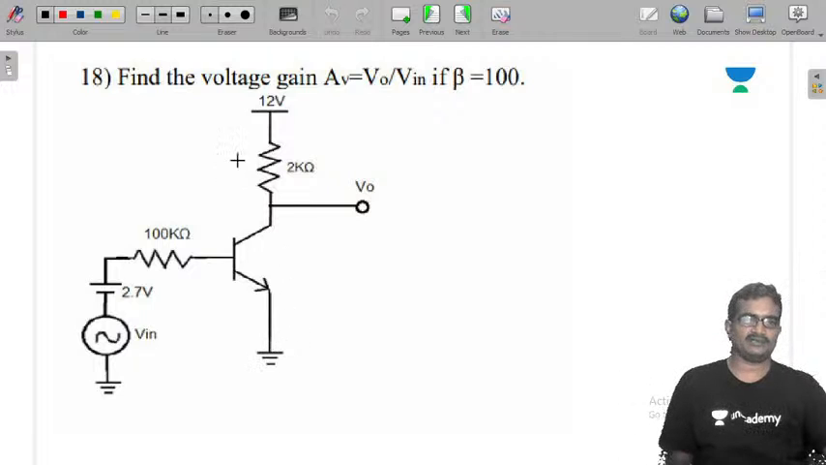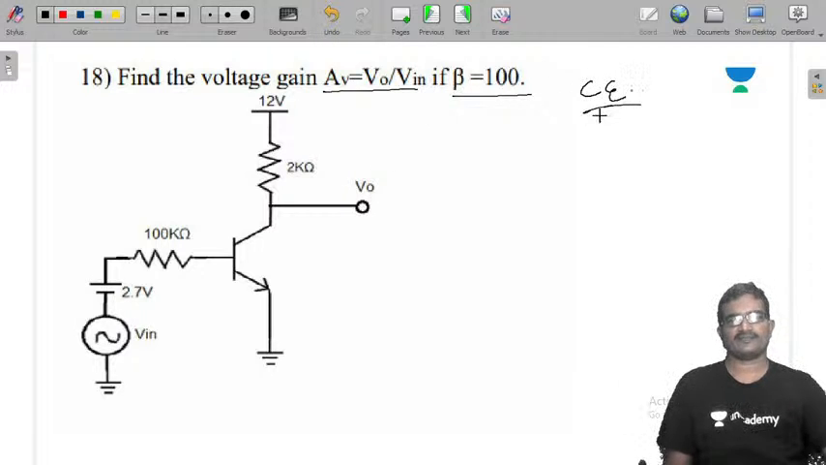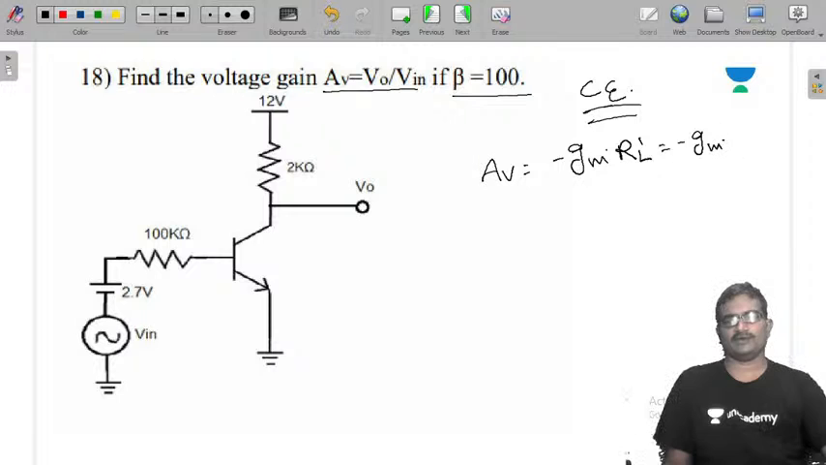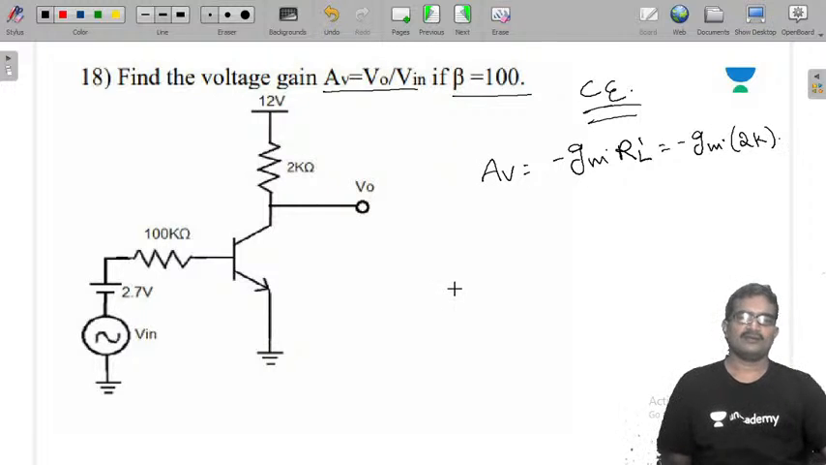Say this. Same problem. Find the voltage gain. AV is V0 by Vin, if beta is 100. See, this is also a CE amplifier. So voltage gain is minus GM into RL dash. Minus GM into RL dash, and RL dash is nothing but 2 kilo ohms. So GM is mod IC by VT.